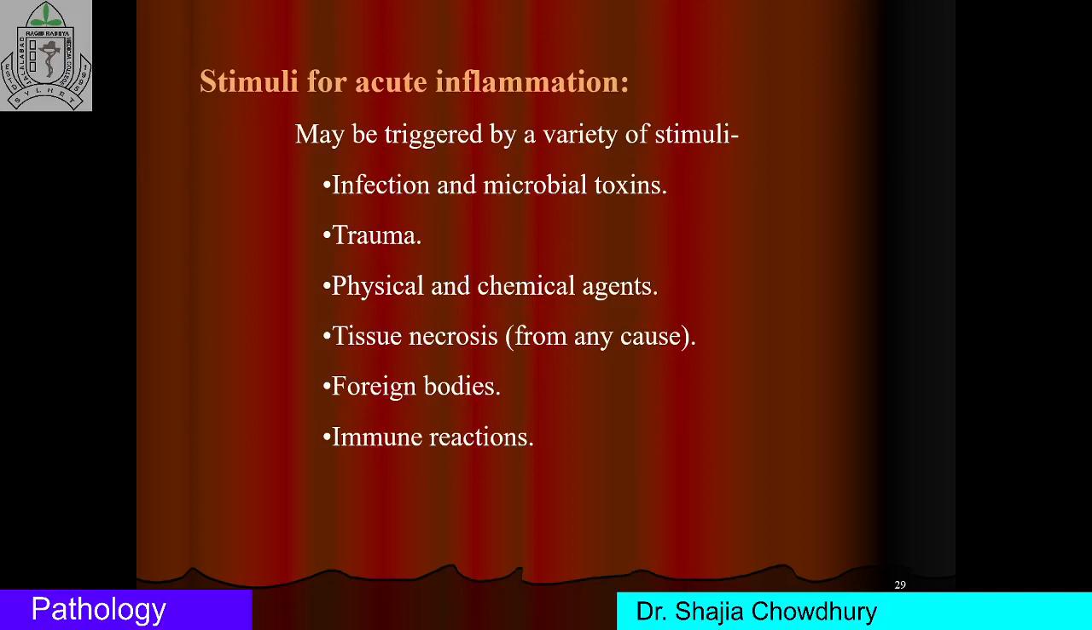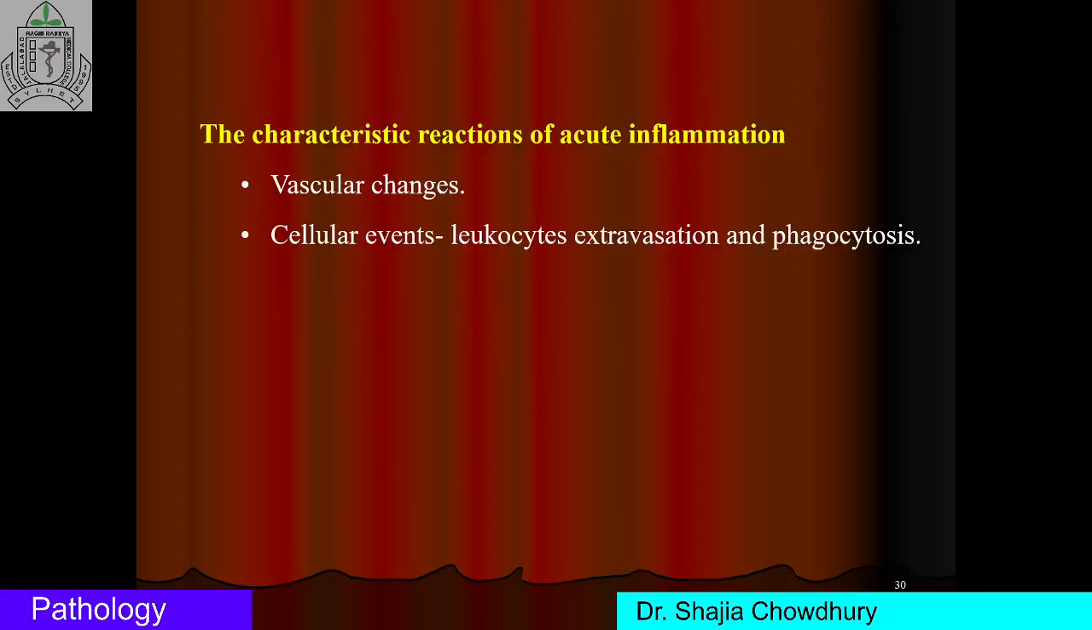What are the causes or stimuli for acute inflammation? The first important cause is infection and microbial toxins. Second, trauma, that is physical or chemical agents, maybe extreme temperature, maybe excess of oxygen. Excessive oxygen may also cause tissue damage and tissue injury, which leads to inflammation. Then tissue necrosis, foreign body, and immune reaction, that is hypersensitivity reaction.